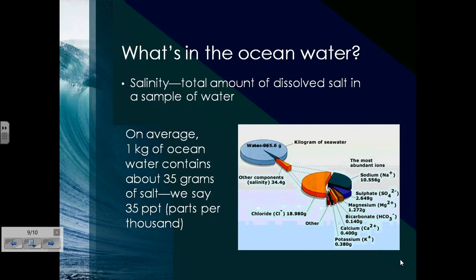Now, to recap what's in the ocean's water, we already talked about salinity, and it represents the total amount of dissolved salt in a sample of water. But let's give it a perspective. On average, 1 kilogram of ocean water contains about 35 grams of salt. Now, 1 kilogram is about 1,000 grams. And of that 1,000 grams, you have about 35 grams of salt. So that's not a lot of water, and that's a lot of salt. And trust me, if you tasted it, you would know.